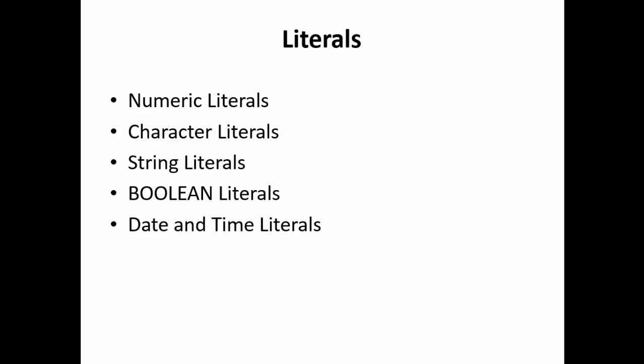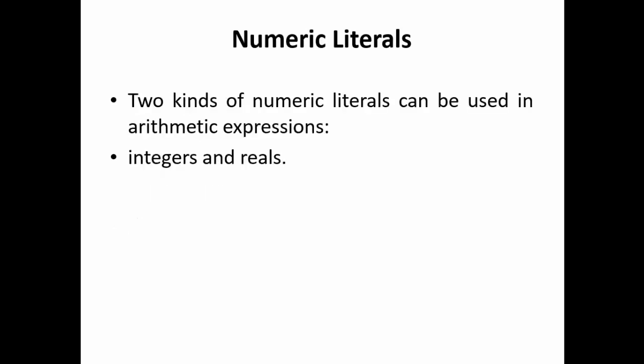So let us see what a numeric literal is. Two kinds of numeric literals can be used in arithmetic expressions: integers and reals. You know what is the difference between an integer and a real? Integers are whole numbers without a decimal point, and real numbers are numbers written with decimal points. So for example, 0 is an integer, 0.0 is a real number.